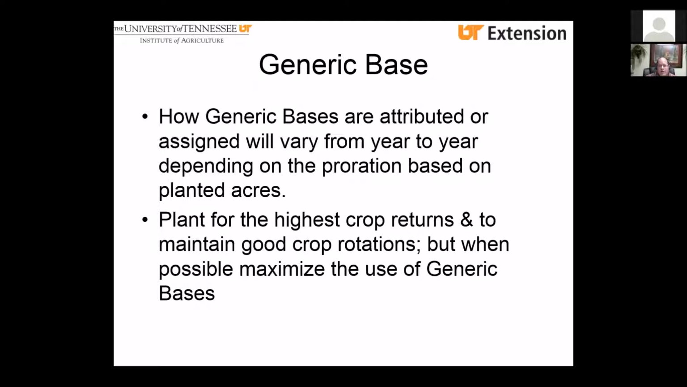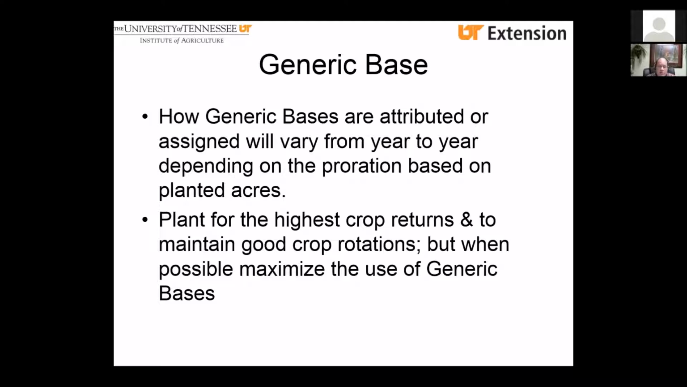after that acreage gets certified. One of the things that we would look at from a farm management standpoint would be to plant, of course, for the highest crop returns, and looking at what's most profitable, as well as things that are important to that farm or producer, such as maintaining good crop rotations, which probably can help factor into the highest crop returns. But if possible, let's maximize the use of the generic base, and I think that can be an important aspect of this farm bill to producers that have generic base.